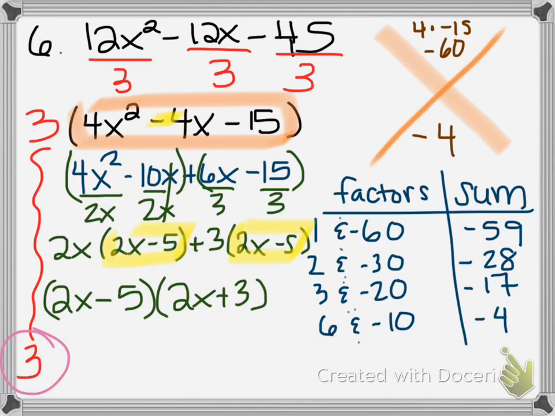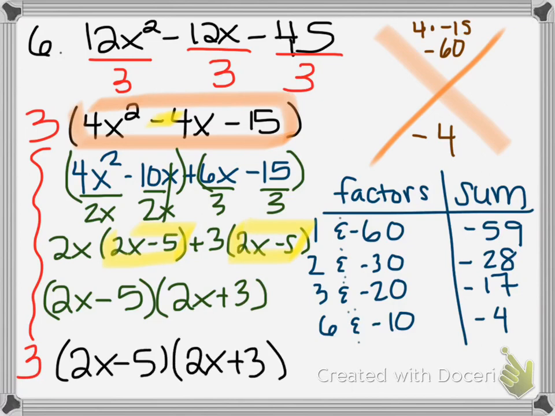So at the very bottom, my final answer is 3 times 2x minus 5 times 2x plus 3. And that's because the original problem was not 4x squared minus 4x minus 15. The original problem was 12x squared minus 12x minus 45. So you have to be sure to go back. Please, please, please, please, please, go back and make sure that you incorporate everything. So hope this helps.